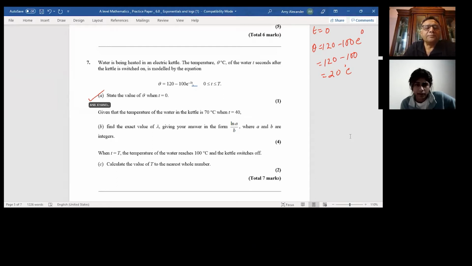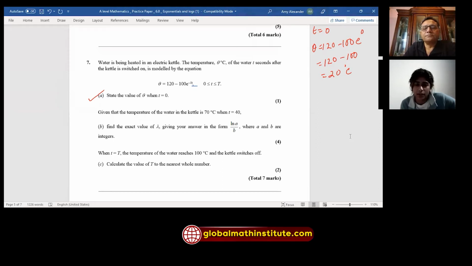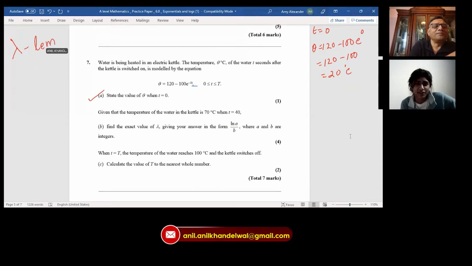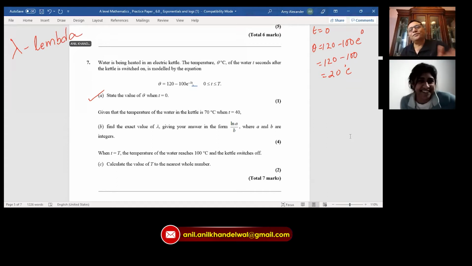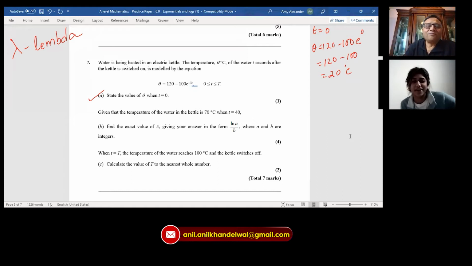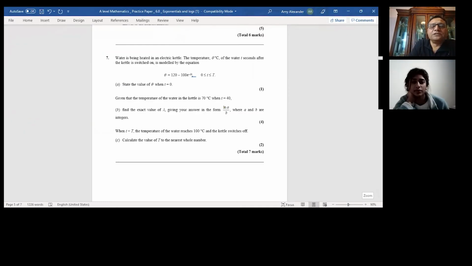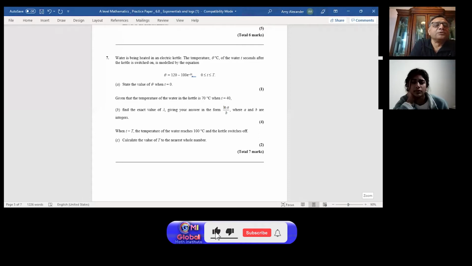Yeah. Second part. Given that the temperature of the water in the kettle is 70 degrees Celsius when t is 40, part B, find the exact value of lambda. Sorry, what did you say? Lambda. I know alpha a lot. Alpha, beta, gamma, theta, lambda also. Oh, right. Okay. Lambda, giving your answer in the form ln a over b, where a and b are integers.